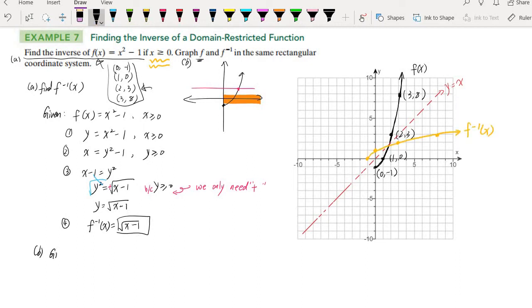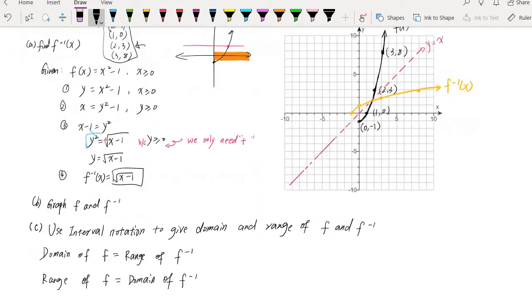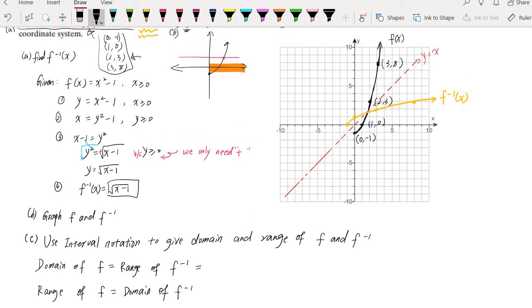Part B, we did the graph, we just finished it. F and f inverse. Okay, let's add this part C because in your homework they ask you these questions. Let me add part C. Use interval notation to give the domain and range of f and f inverse. So this is a question already given to you. You can either look at the graph. Let's go ahead and do two ways: look at the graph or the function. So let's look at the graph.